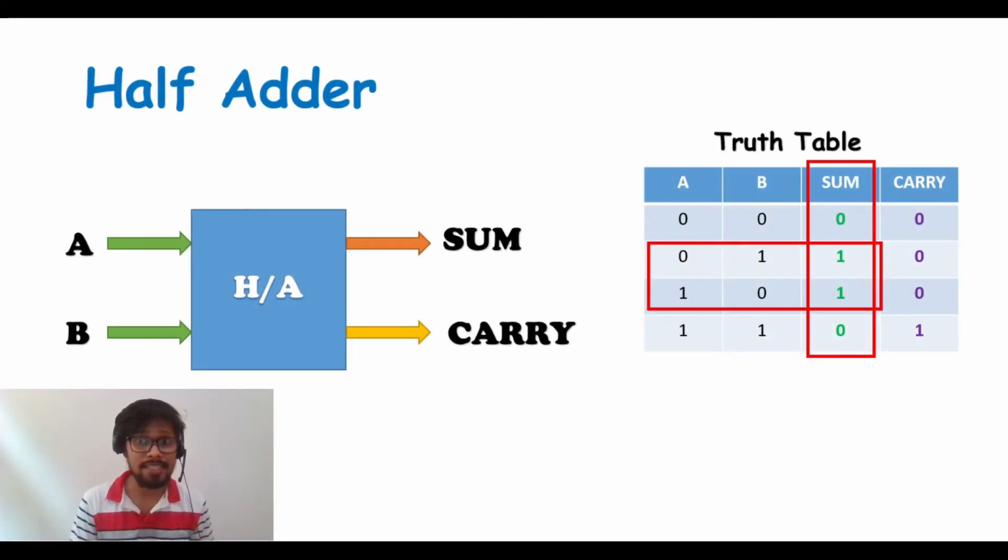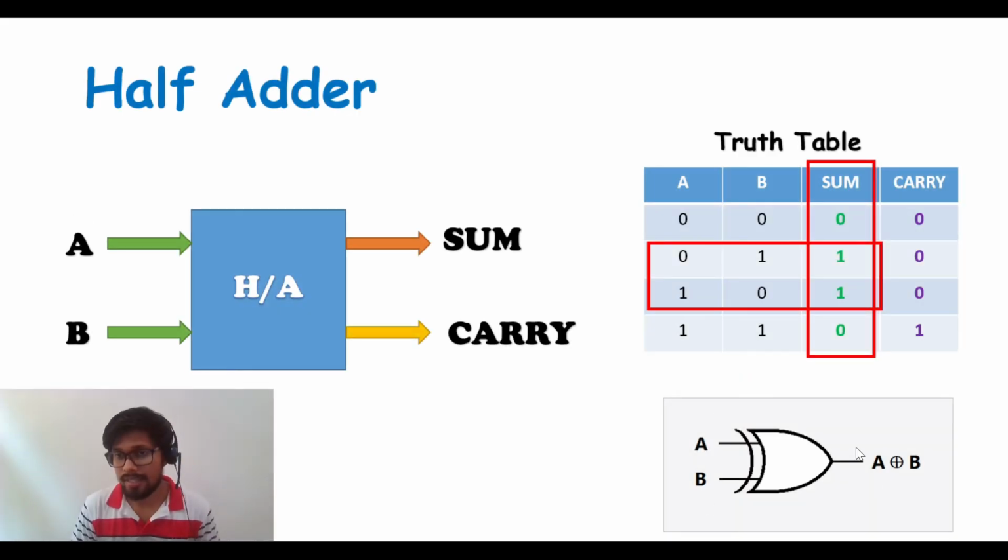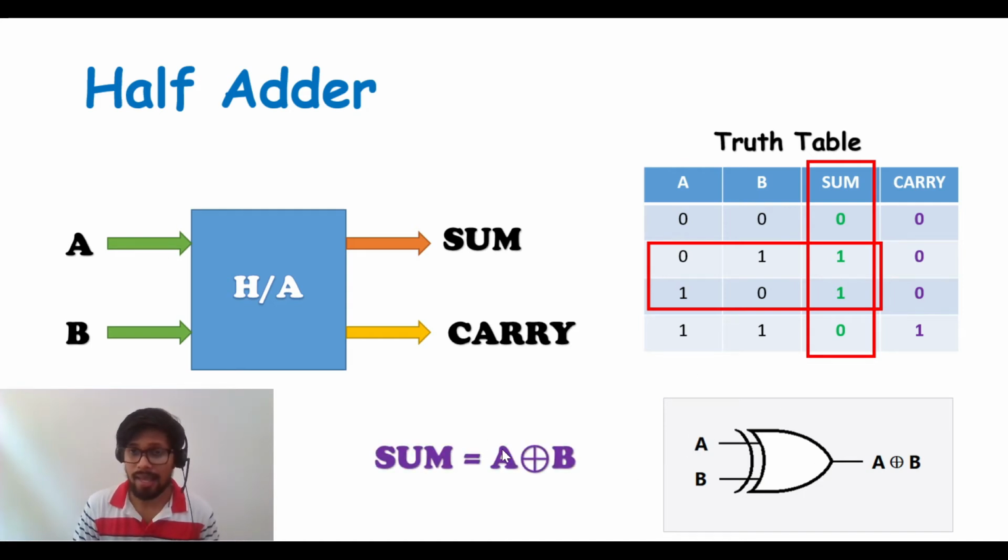That means this is done by an XOR gate. An XOR gate looks like this, and it is indicated by this symbol. This means A XOR B. So we can write sum is equal to A XOR B.